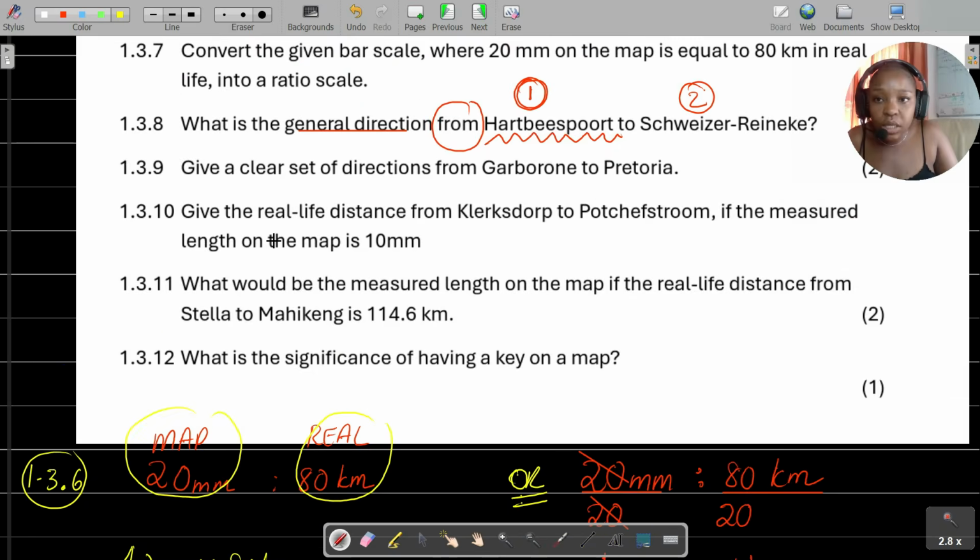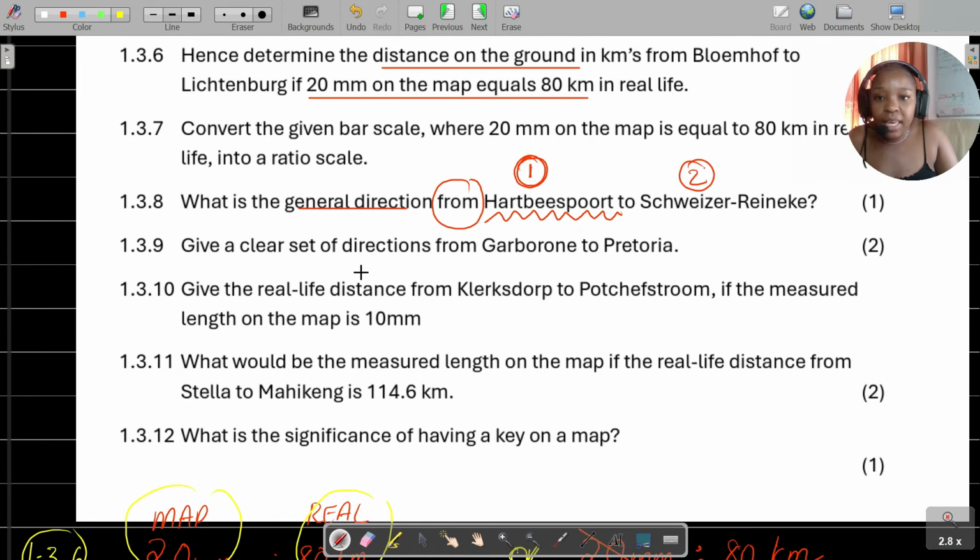Okay, let's continue. Question 1.3.9. Give a clear set of directions from Gaborone to Pretoria. Is it Gaborone to Pretoria? Okay, so they want a clear set of directions. Remember, what did I say about a clear set of directions?